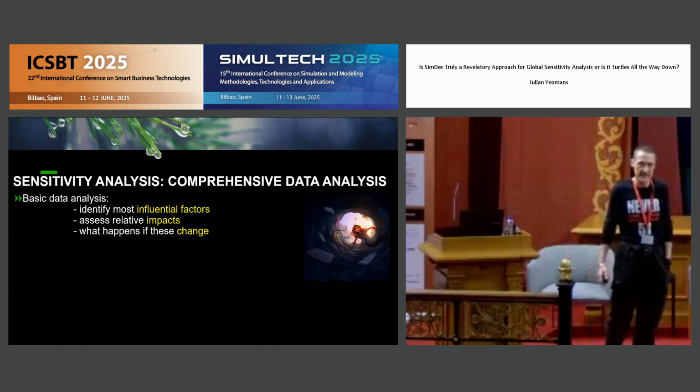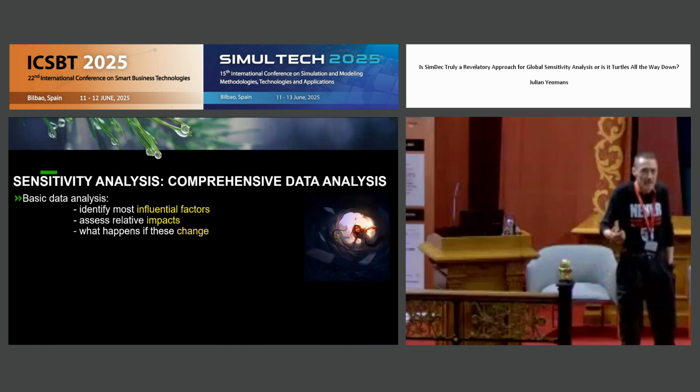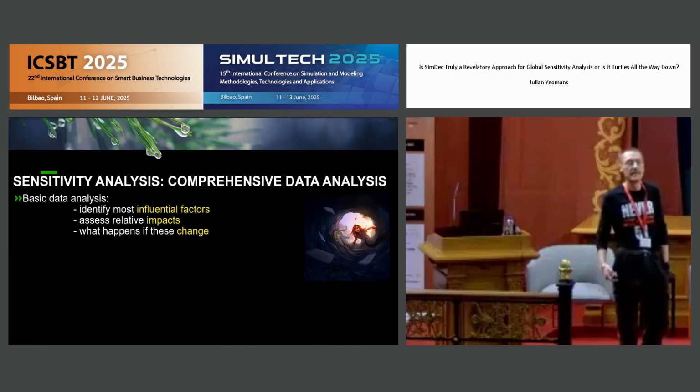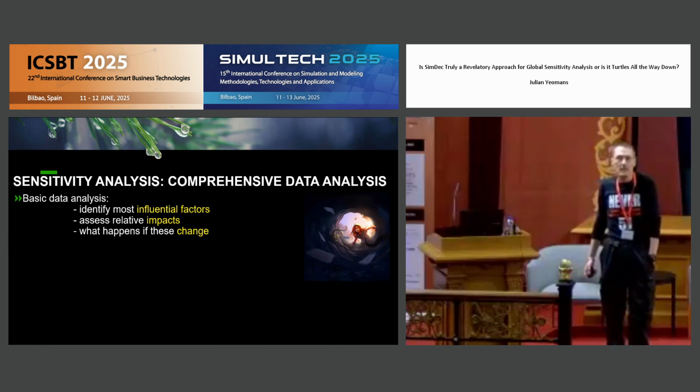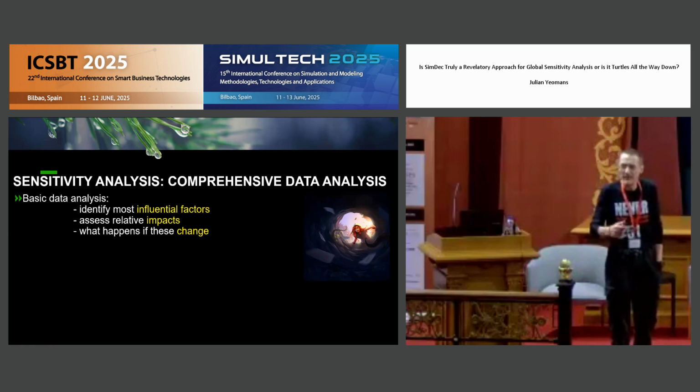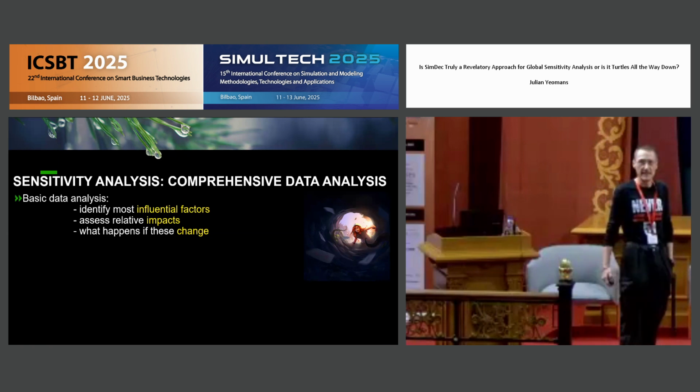So I'd like to move a bit beyond that sort of thinking process and perhaps talk about the fundamental nature of data analysis, where if you've got data, what you really want to achieve is to determine which factors have the biggest influence, perhaps the magnitude of that influence, and what happens if they change. So that's general data analysis.